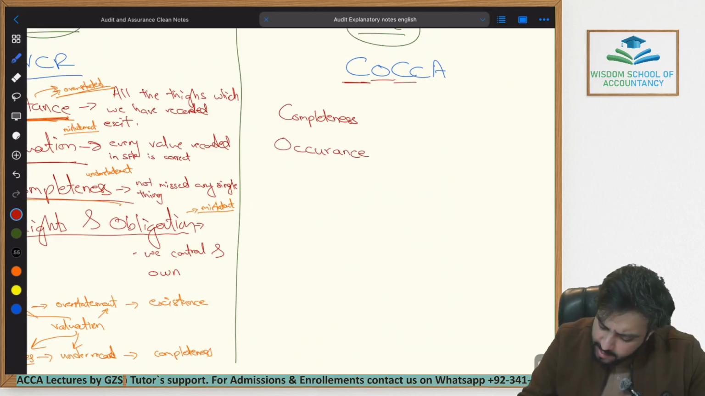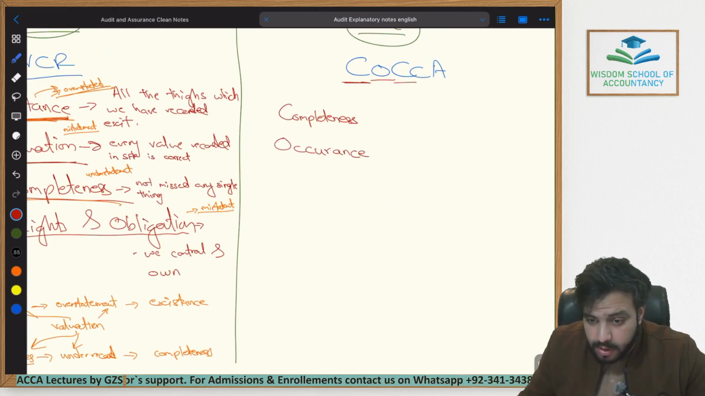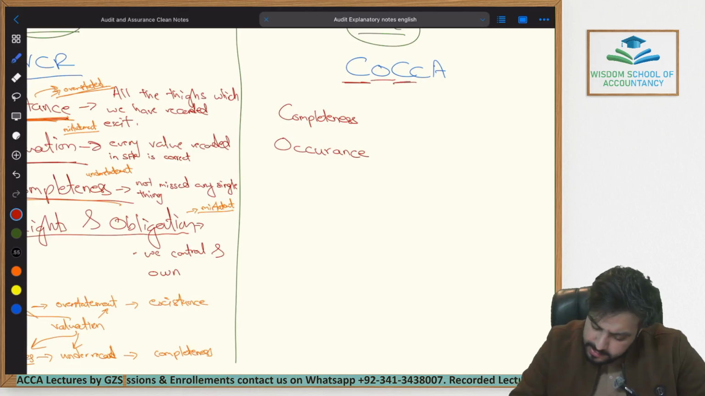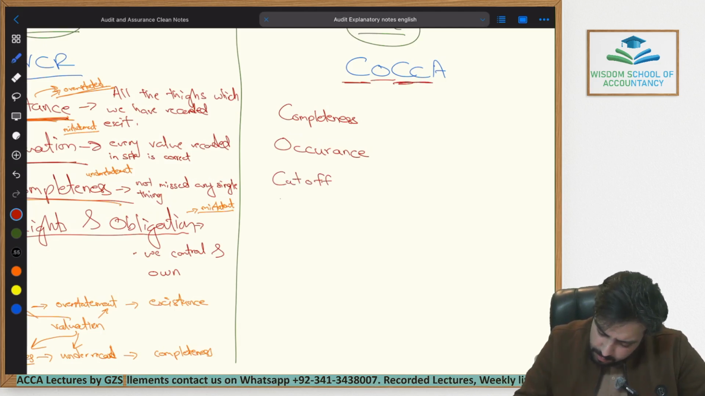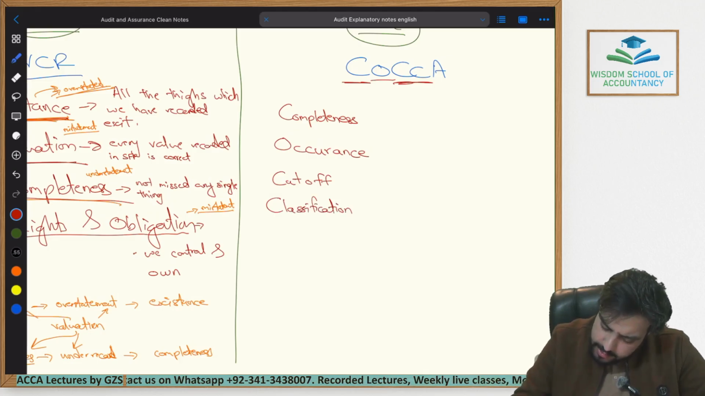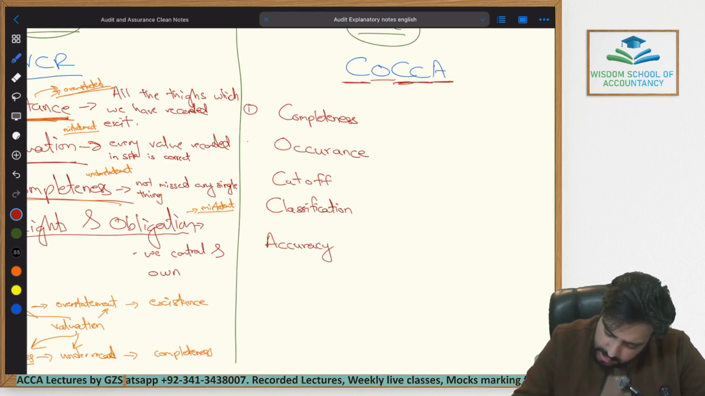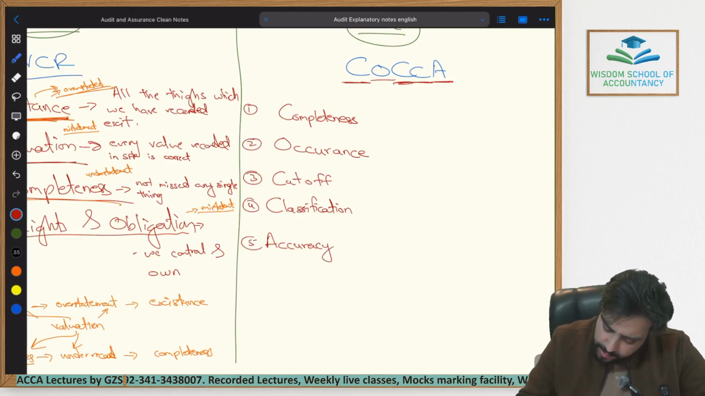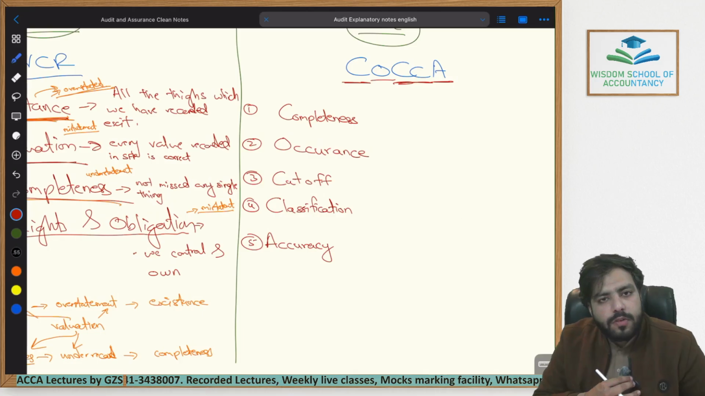The C stands for cutoff. The second C stands for classification. And the A stands for accuracy. So these are the 5 assertions which the management always has for statement of profit and loss.